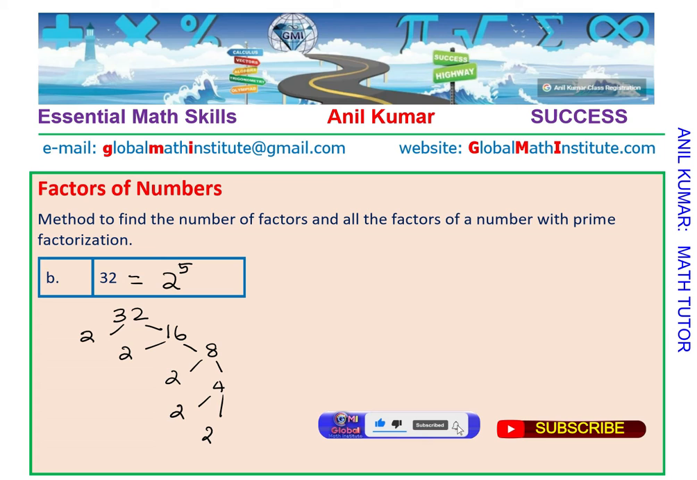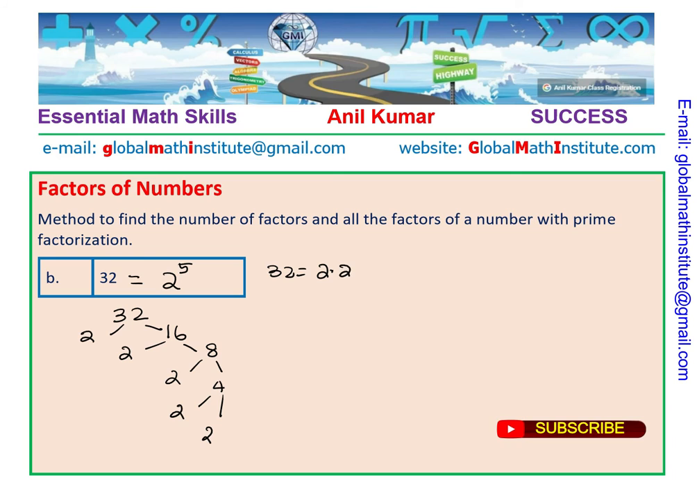So you can write this as a prime factor, which is basically 32 is equal to 2 times 2 times 2 times 2 times 2. 5 twos when you multiply, you get 32. Now, which I wrote in exponential form as 2 to the power of 5. So now from here, can you tell me how many factors do you expect?